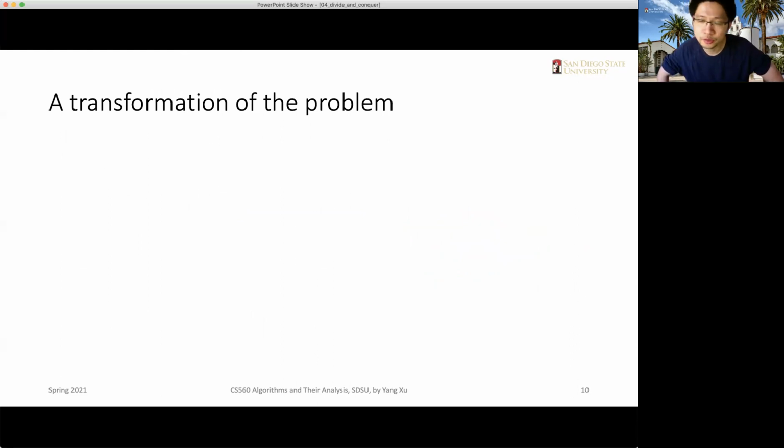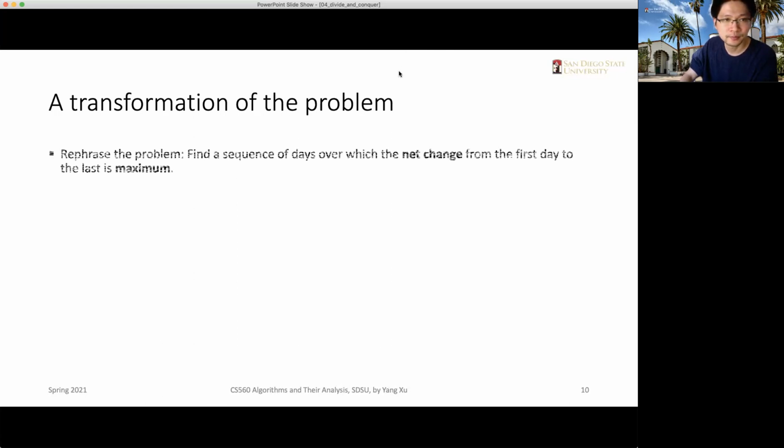So in order to, yeah, that's a good point. We actually need to divide it, because it's the divide and conquer approach that we are talking about today. If we do a little bit of transformation first, this will help us approach the optimal solution more easily. So we can rephrase the problem.